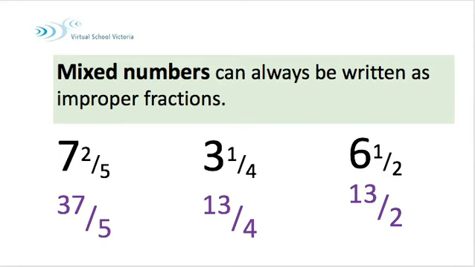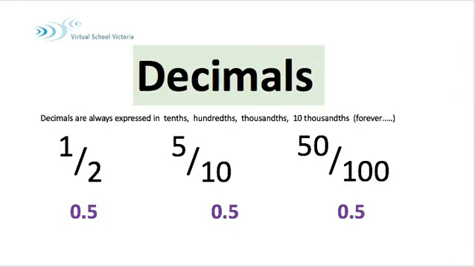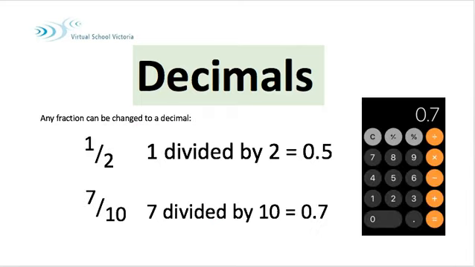The other group of fractions we have are decimals. Decimals are always expressed as hundredths or tenths or thousandths or whatever you have. And the way that you can convert any fraction into a decimal is grab your calculator and do this problem. 1 divided by 2. 1 divided by 2, the calculator will show 0.5.